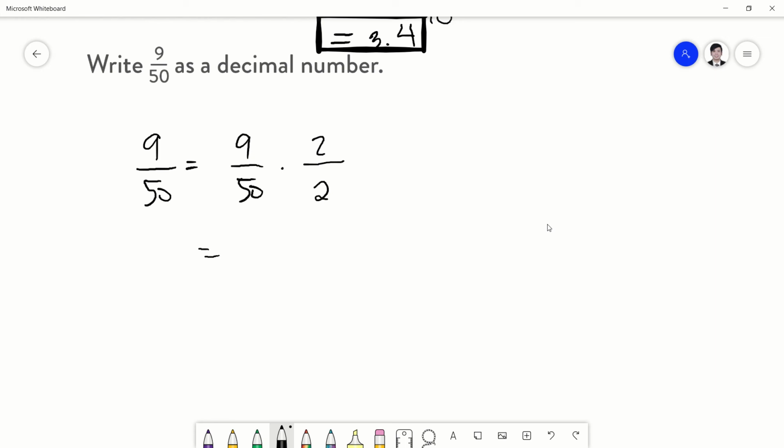So 9 times 2 is 18. 50 times 2 is 100. So we were able to rewrite 9 over 50 as 18 over 100. And we have already the hundredths place. So 0. tenths, hundredths. Okay, so this is the hundredths place and we have 18, right? So that means we just have to fill in 18. So the answer is 0.18.